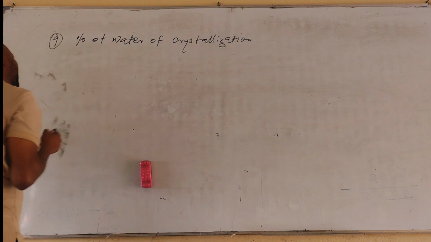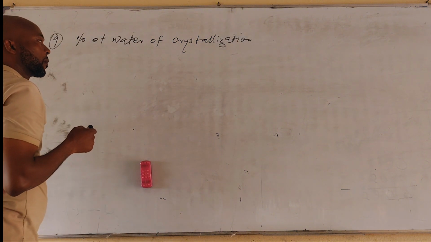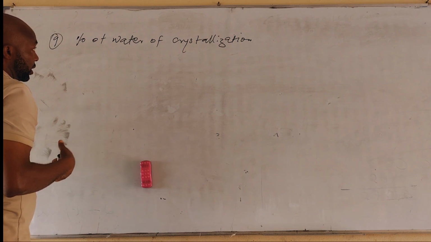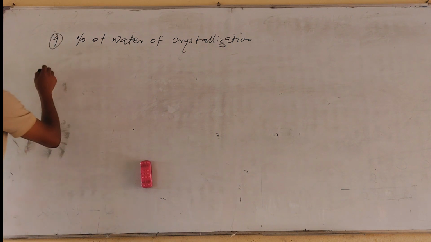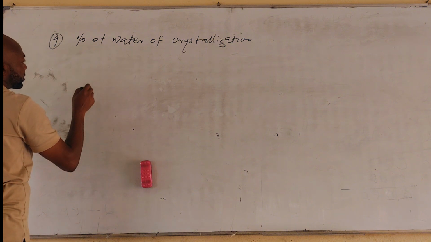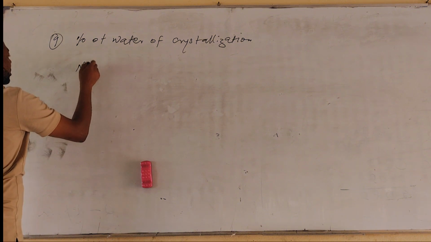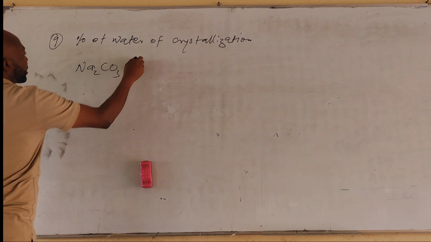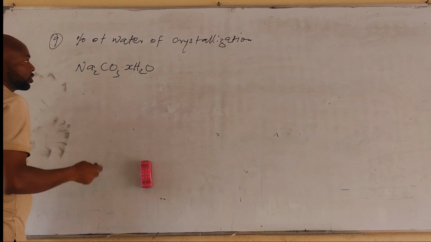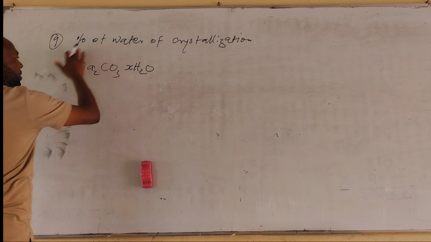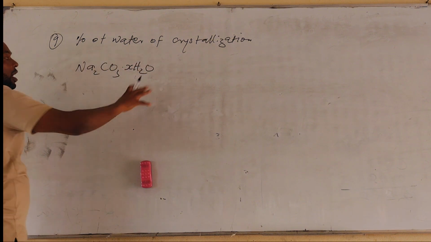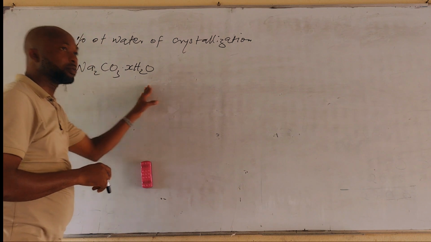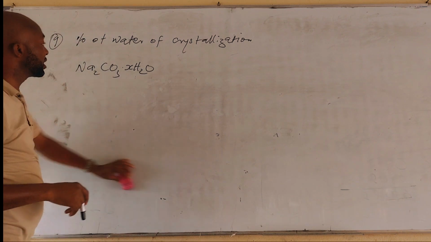Okay, this is the percentage of water of crystallization. We want to look at the percentage now. If the substance is this, dot XH2O, the compound which we are having, and this is the hydrated compound, and now I want to look for the percentage of water.